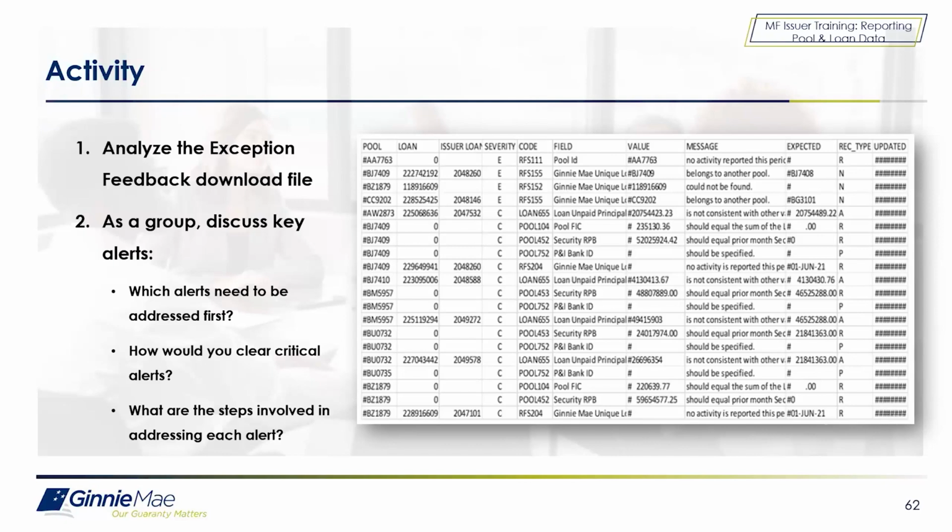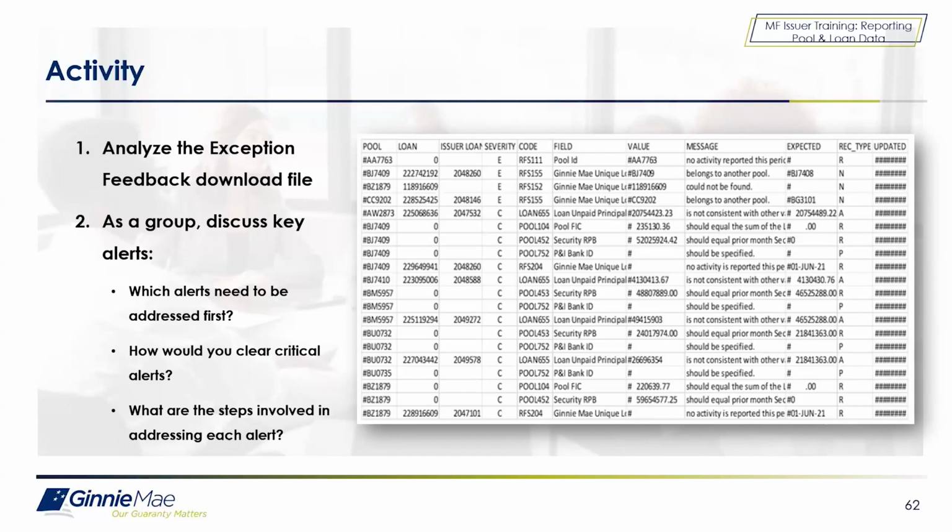Once all pull and loan data is reported, second, you will work your E and C, which are your error and your critical alerts. Error and critical alerts must be worked prior to the 4th business day, 7 p.m. Eastern Time deadline. And then after you've worked your E and C alerts, next issuers will work the remaining high, medium, and low alerts prior to the 10th business day, 7 p.m. Eastern Time deadline.